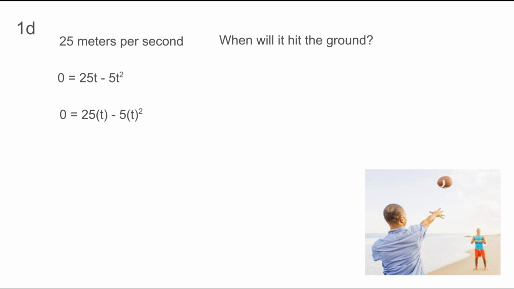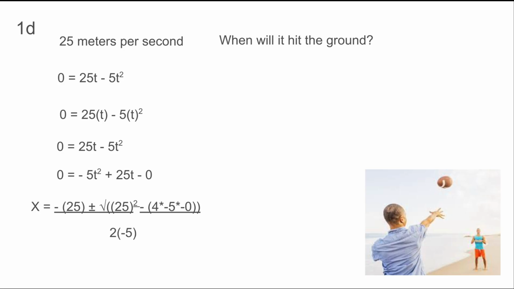And so we're going to do the same thing. We're going to multiply. We're going to move that 0 over and rearrange our terms. We're going to plug these into our quadratic formula. And we're going to enter this into our calculator. First, we're going to add, and then we'll subtract. So we'll have two answers.